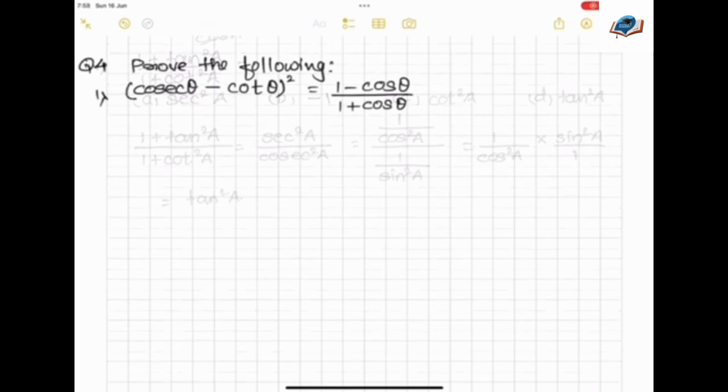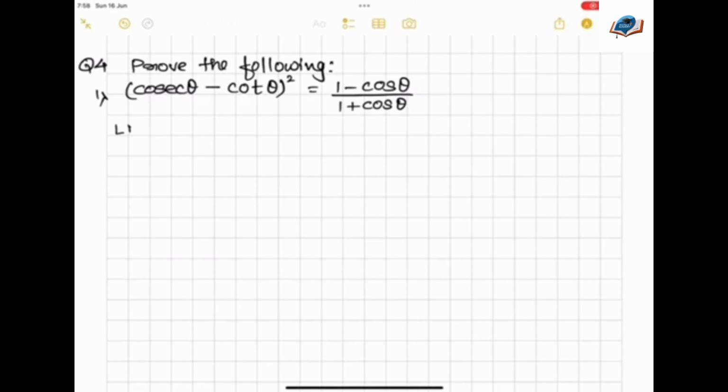Question fourth is prove the following. Cosec theta minus cot theta whole square equal to 1 minus cos theta upon 1 plus cos theta. So LHS I am starting solving. So whole square it is. So first I will be converting it into sine and cos. So 1 upon sine theta minus cos theta upon sine theta whole square.